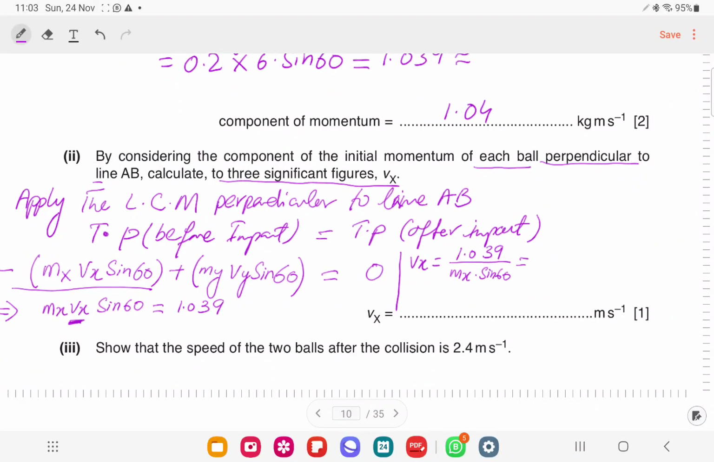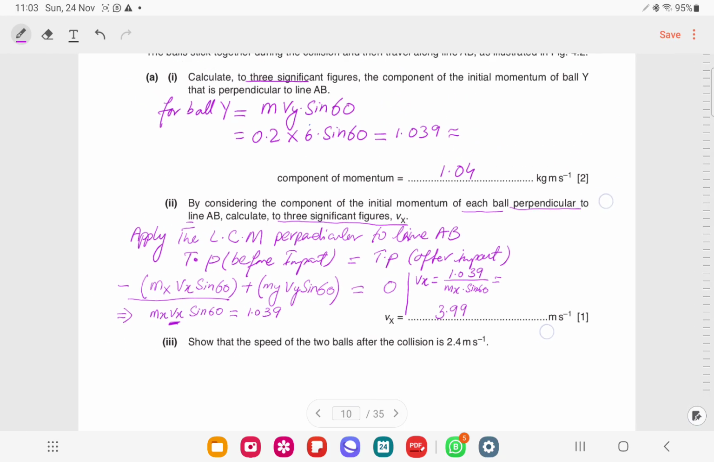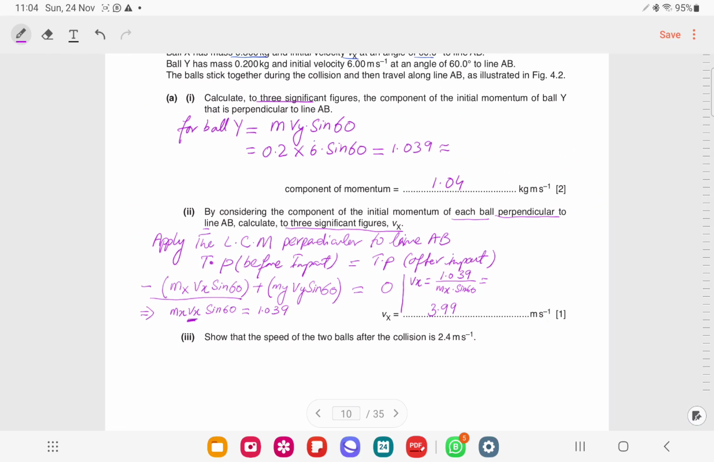So now 1.039 divided by 0.3 into sin 60, it's 3.99. The velocity is coming 3.99. We apply the law of conservation of momentum in a perpendicular direction.